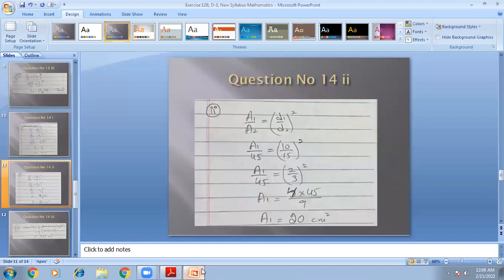So area 1 by area 2 will be equal to (d1 by d2) whole square. So area 1 divided by 45 is equal to (10 by 15) whole square. So area 1 by 45 equals (2 by 3) whole square, so that will be 4 by 9. So area 1 will be equal to 4 multiplied by 45 divided by 9, and so area 1 will be 20 centimeter square. So the area 1 is 20 centimeters square.